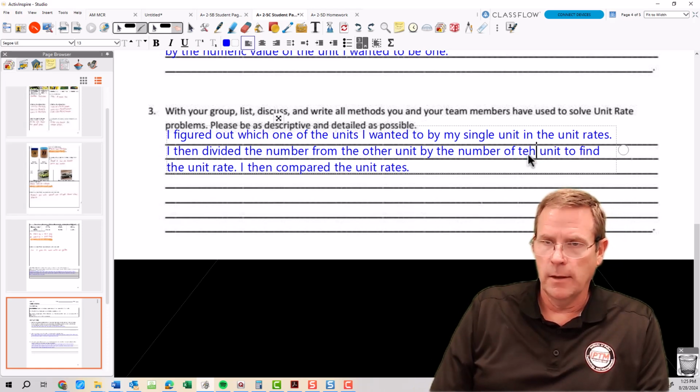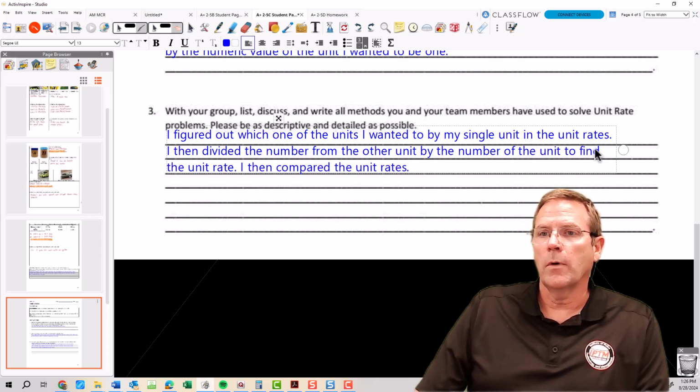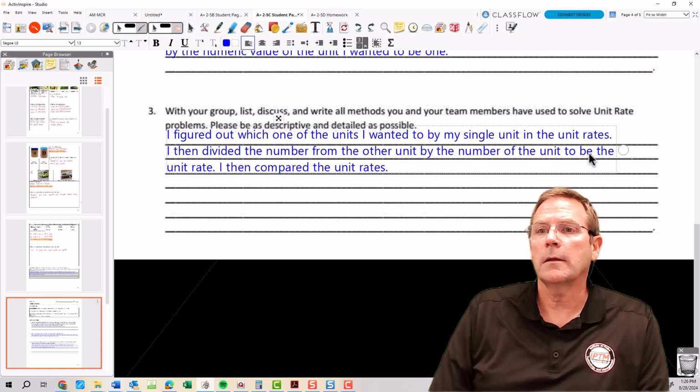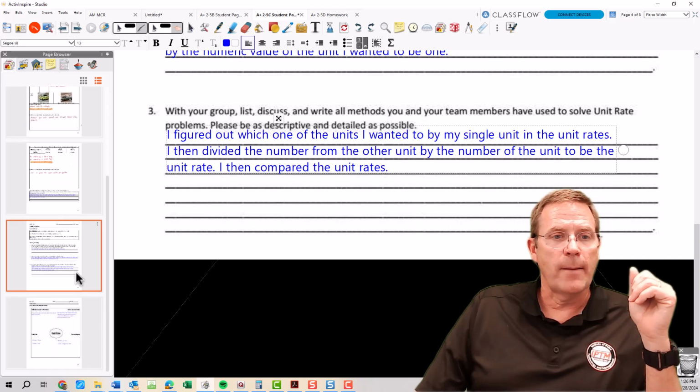I then divided the number from the other unit by the number of the unit I wanted to be the unit rate. Yeah, now we're good. I then compared the unit rates. So that answers that part.